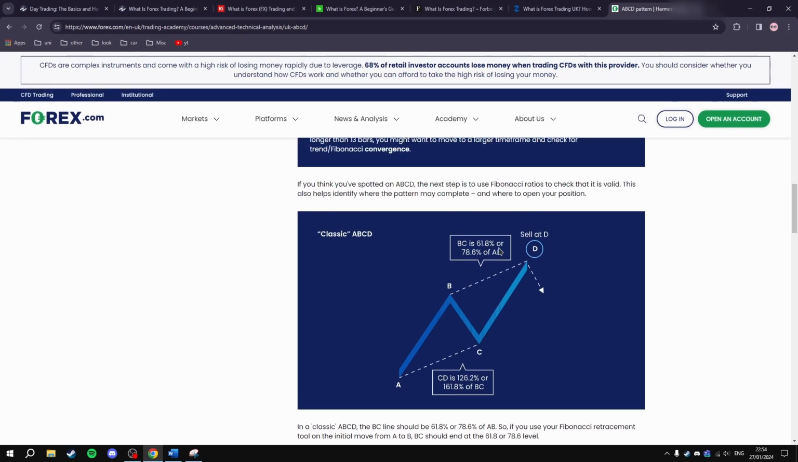So the Fibonacci, which is the little lessons we learned last time, BC is 61.8 or 78.6% of AB. CD is 126.2 or 161% of BC.